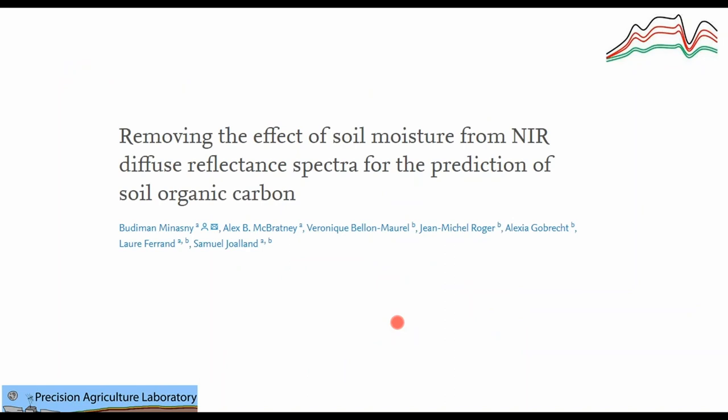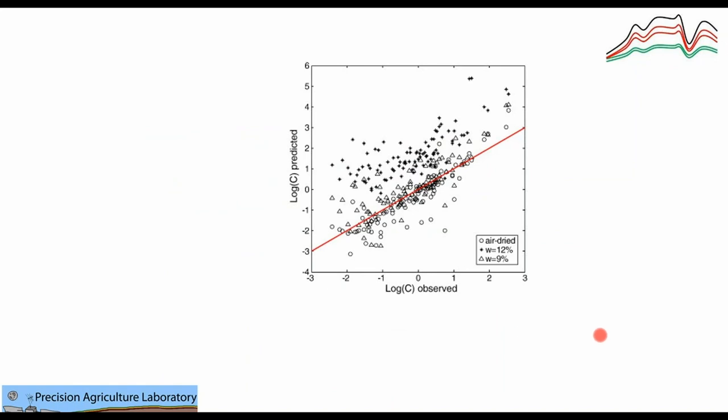This is a study by Professor Budiman Minasny, a professor here at Sydney Uni. He used external parameter orthogonalization, a statistical methodology that basically takes the effect of water out of the equation. So we can use spectra from moist samples to predict properties as if they were dry. These are some of the results that he presented back then. This research was, I think, in 2009, if I remember well.